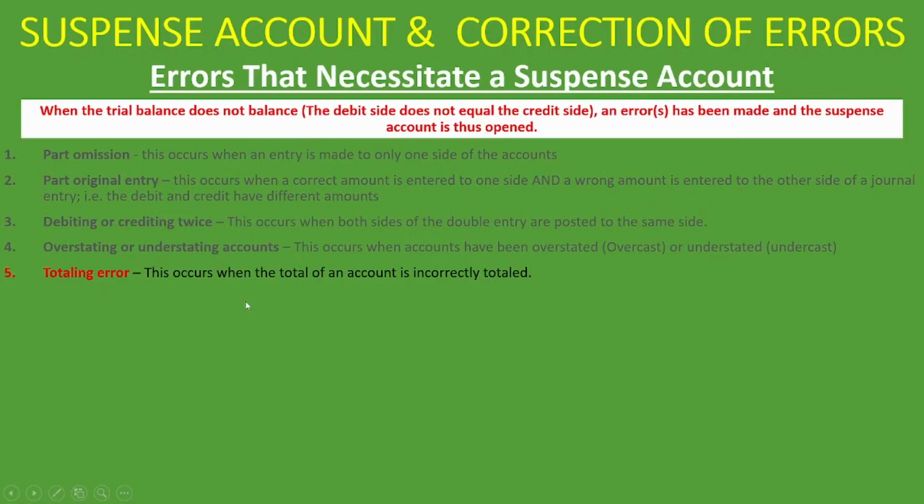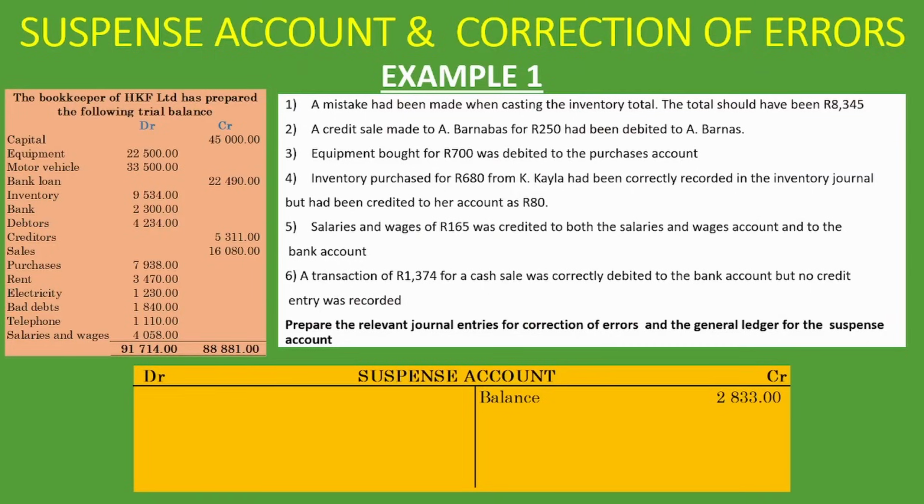This occurs when the total of an account is incorrectly totaled. Okay, and that's exactly what we are told. A mistake had been made when casting the inventory total. The total should have been 8,345 rand. So what did we put it as? Well, if you look at our trial balance, the inventory amount that we put was 9,534 rand.